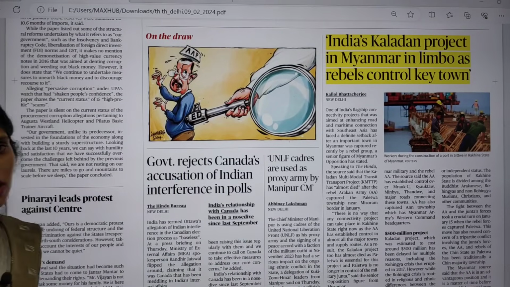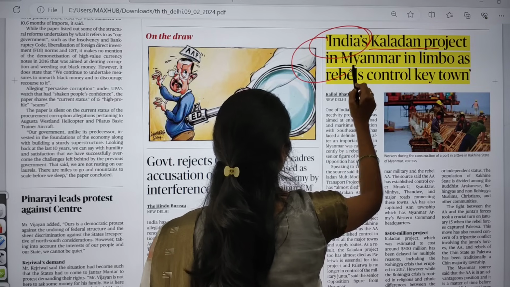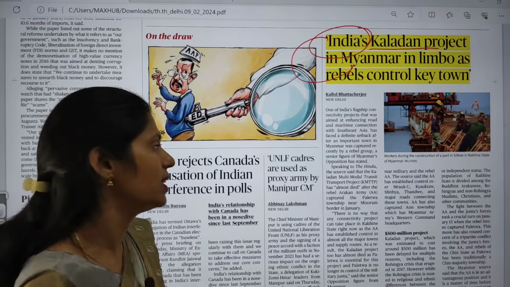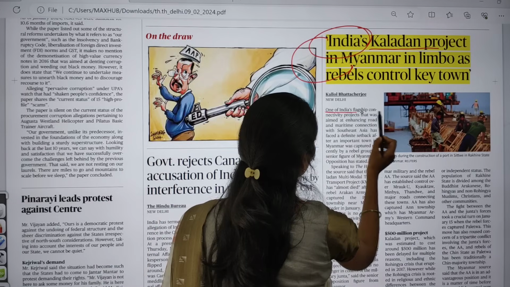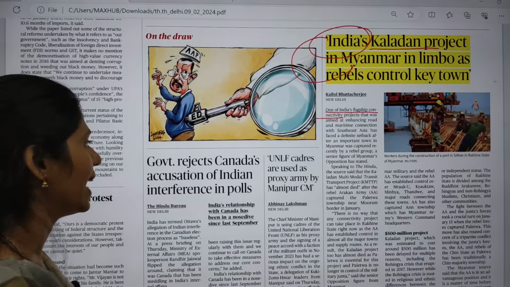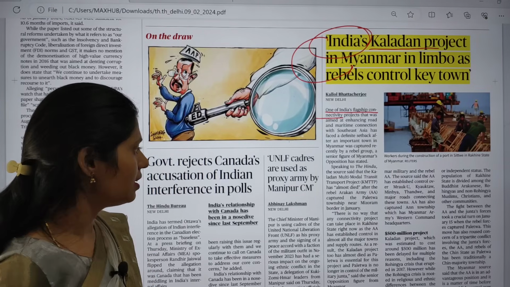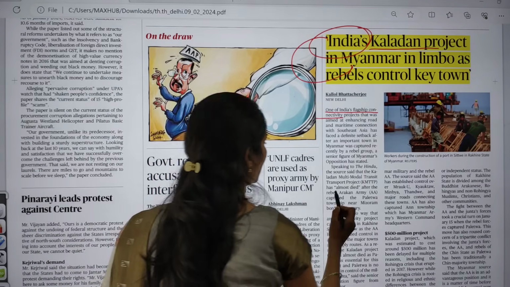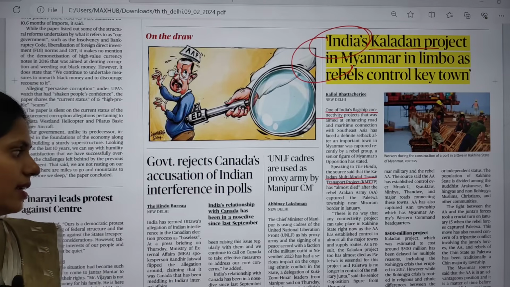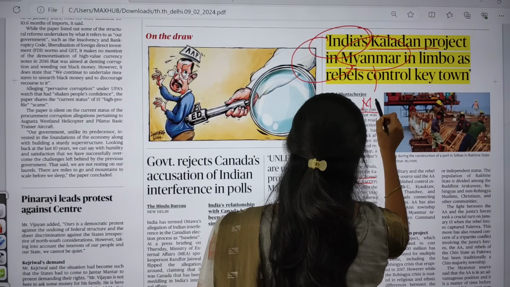As you all know, this Kaladan multimodal project is about improving connectivity between India and Myanmar, especially to improve connectivity of mainland India with the northeastern part of our country. It is one of India's flagship connectivity projects, aiming to enhance road as well as maritime connection with Southeast Asia and our northeastern states. This project is almost dead, because Myanmar is now under the control of the military.